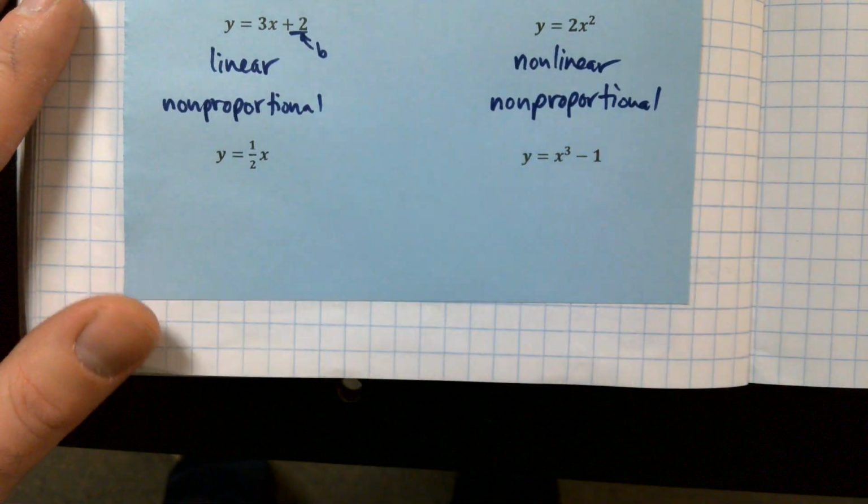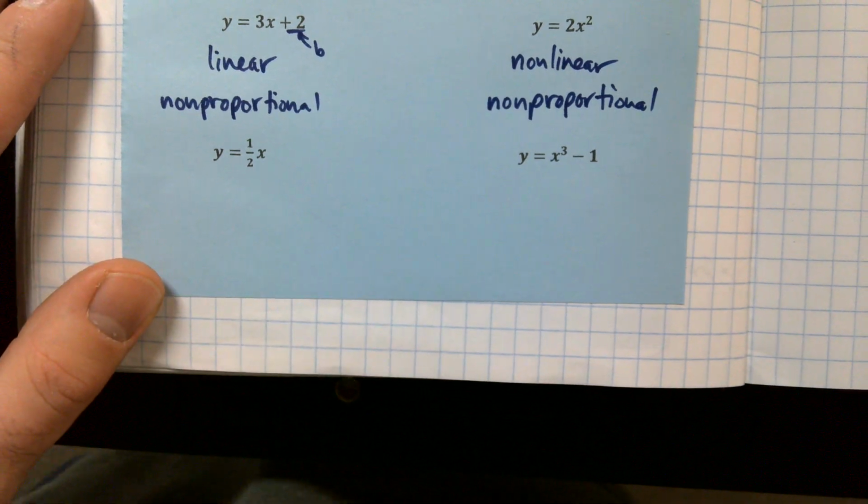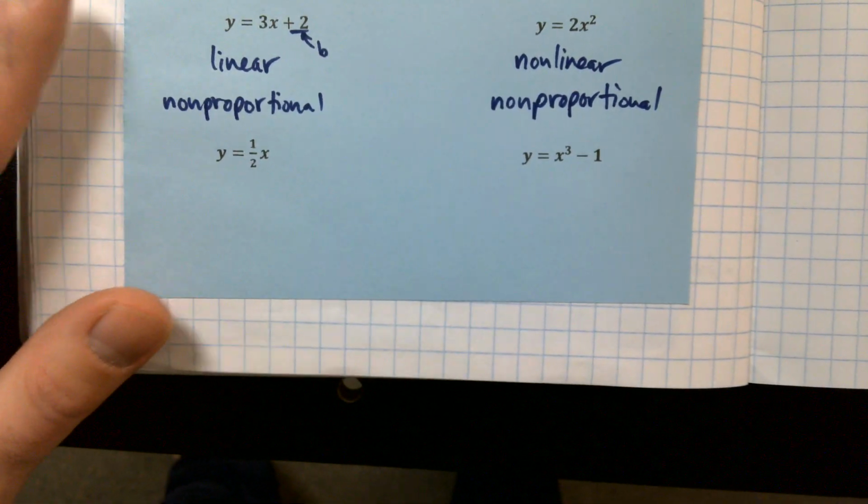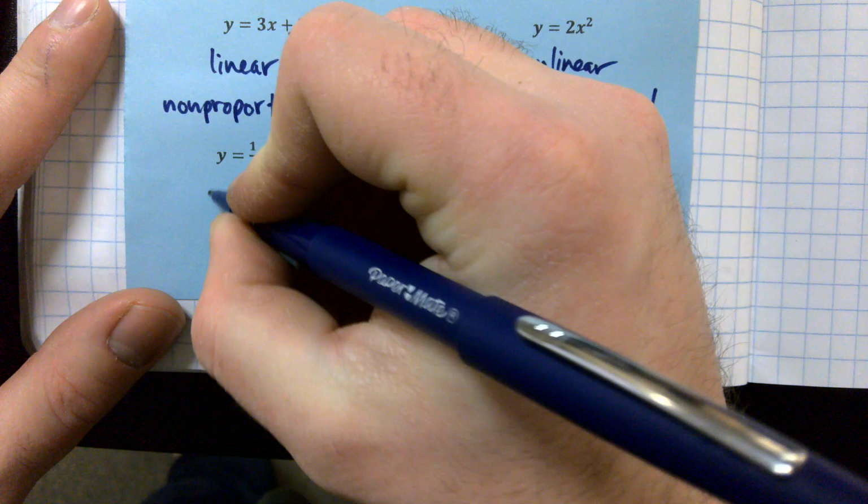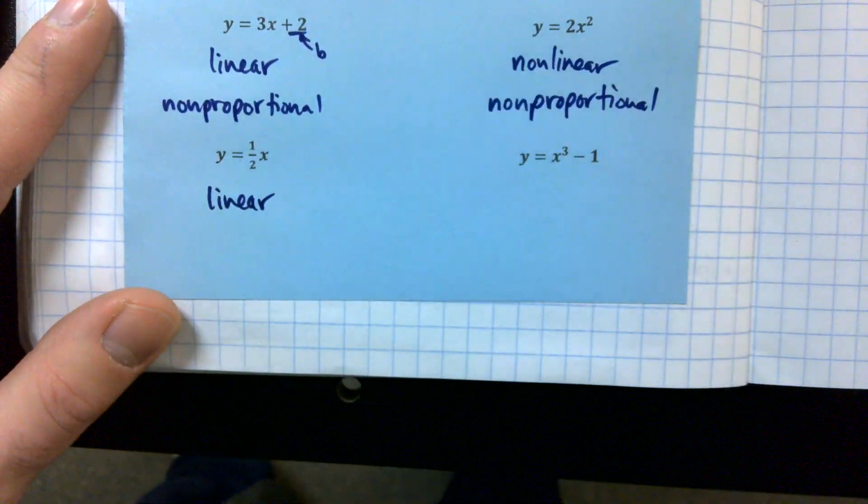Perfect. Third one, y equals 1/2 x. Do you see an exponent there? Nope. So linear or nonlinear? Linear. Do you see a b value on the end?